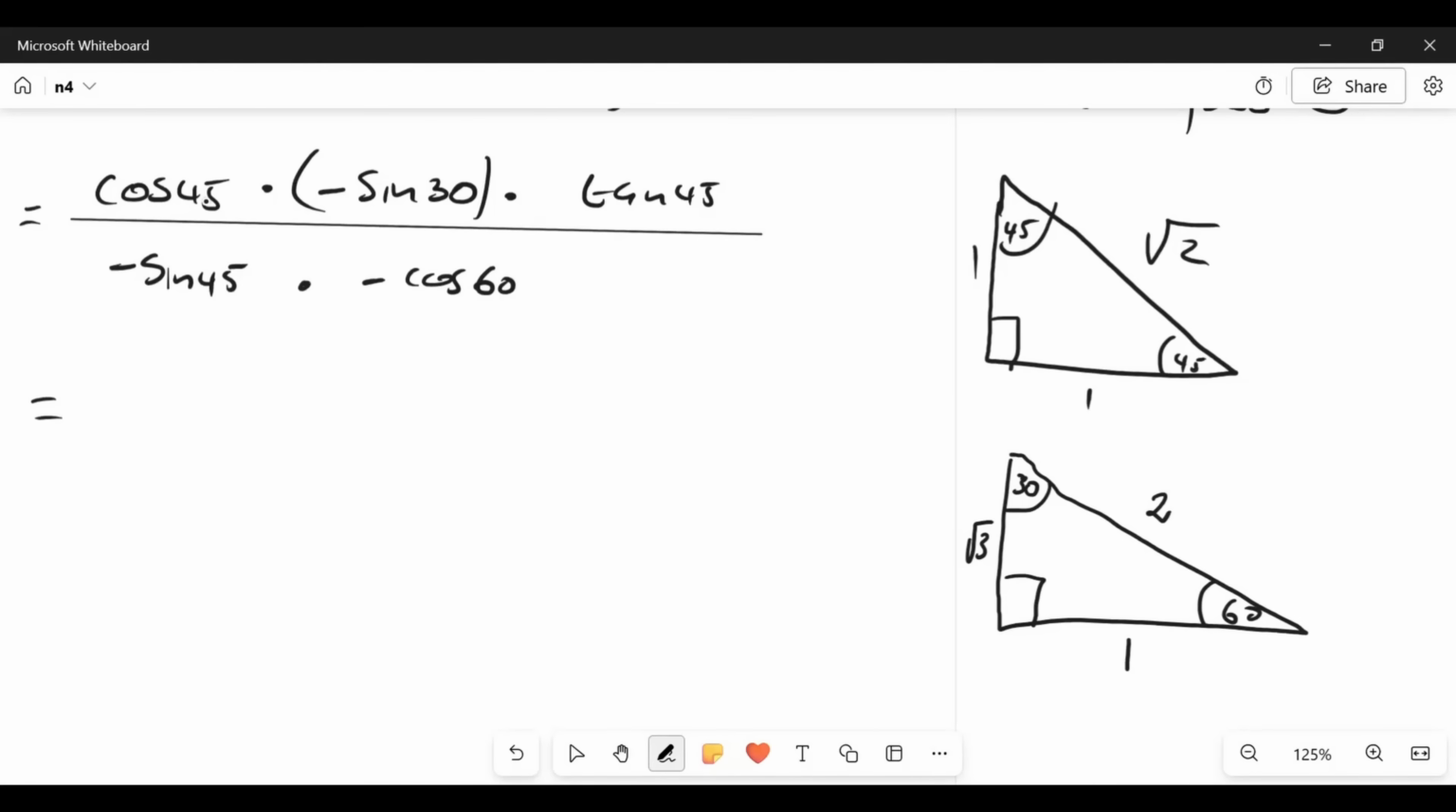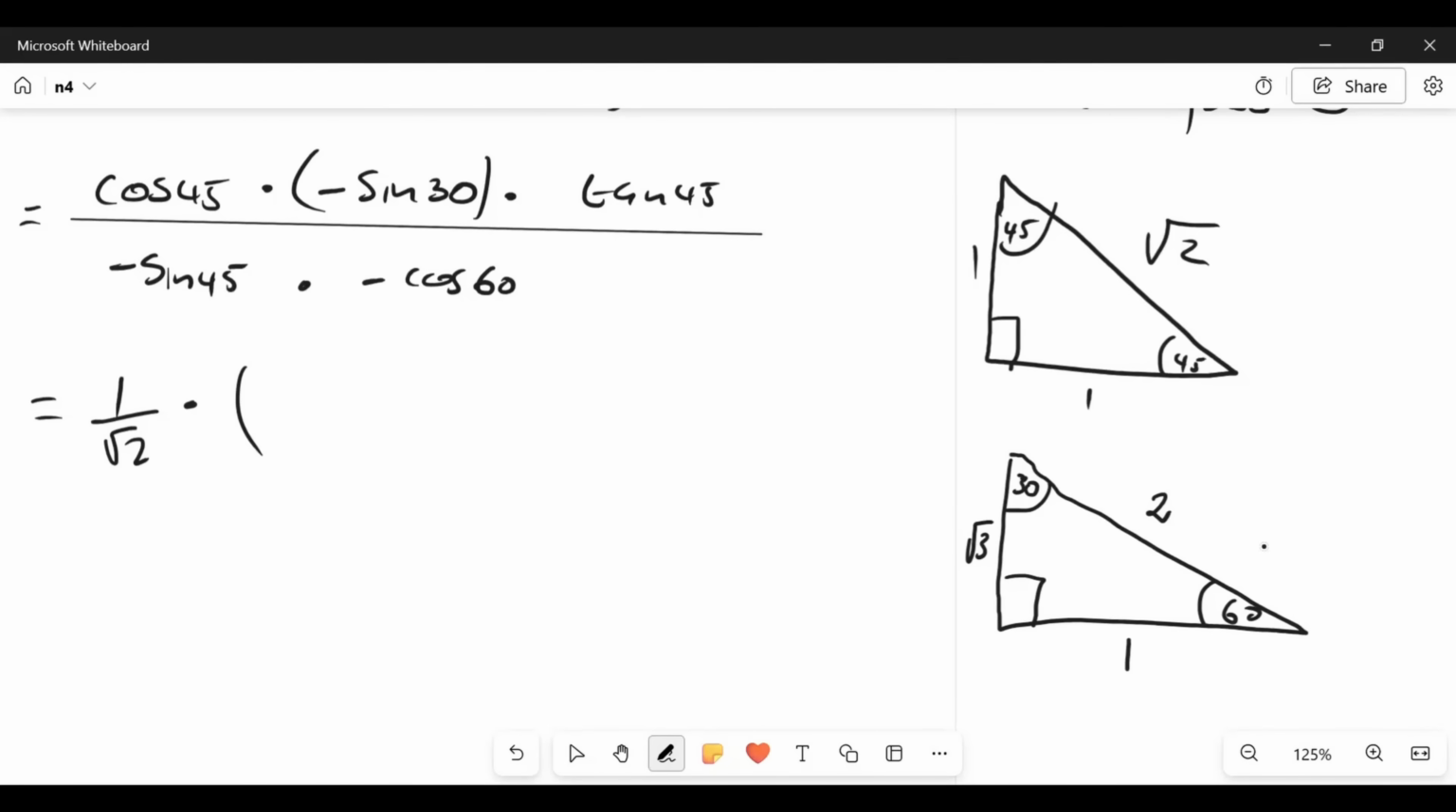Now, if you continue, let's look at the first trigonometric ratio in the numerator, which is cos 45. Now, cos, we know that it is adjacent over hypotenuse. So our cos 45 is going to be from this triangle here. Our adjacent for 45, we know that is 1, and our hypotenuse is going to be root 2 there, multiplied by negative sine 30.